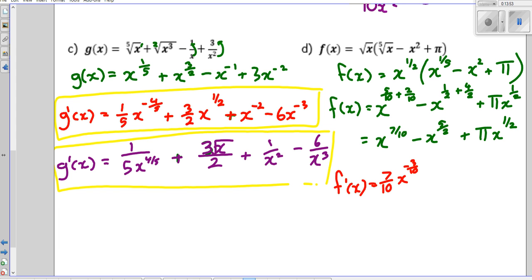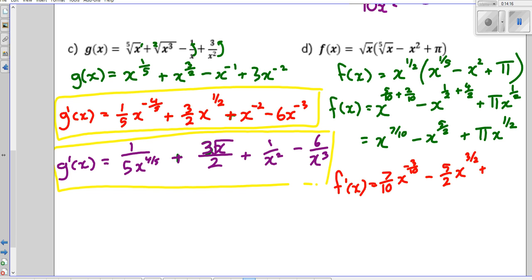Minus 5 over 2 x to the 3 over 2? Yeah, because 5 over 2 minus 2 over 2 is 3 over 2. Yep. And then you got minus 10, where did the 10 come from? 7 over 10 minus 10 over 10, because 10 over 10 is like 1. Oh yeah, I see what you mean.